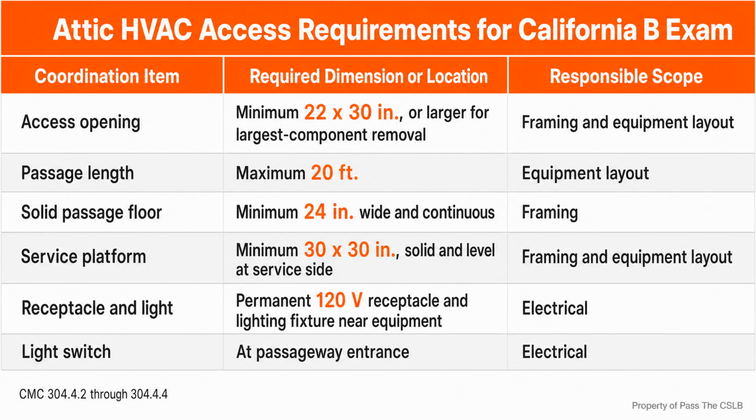I use a simple field sequence to catch most condensate coordination defects before concealment. First, I confirm the equipment location and identify whether overflow could damage the building. That decision tells me whether additional protection is required. Next, I trace the primary drain from the equipment to its approved destination. I verify the minimum size, continuous slope, and accessible cleanout. I do not stop at the unit because the worst mistake may be at the receptor.